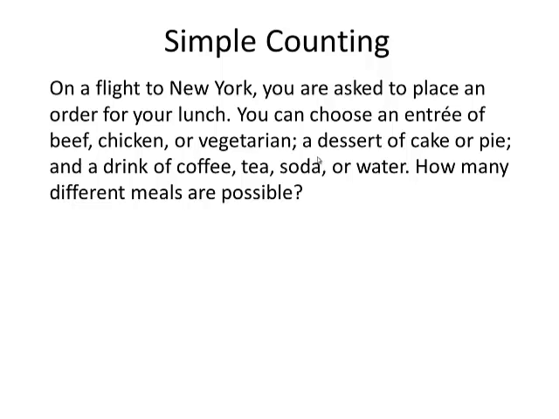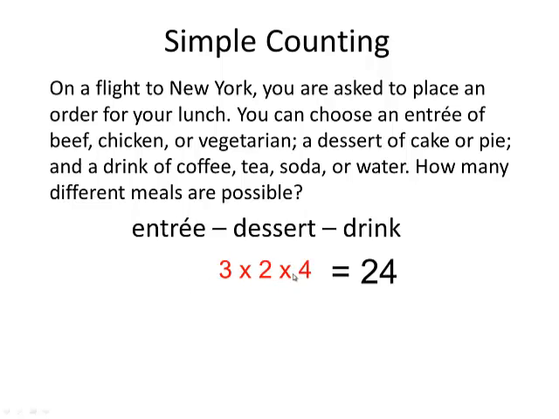Alright, on a flight to New York, you are asked to place an order for lunch. You can choose an entree of beef, chicken, or vegetarian, a dessert of cake or pie, and a drink of coffee, tea, soda, or water. How many different meals are possible? So you just take the individual events, which is 3 entrees, 2 desserts, and 4 drinks. So that will be 3 times 2 times 4, which will give you 24 different possible meals that you can order.